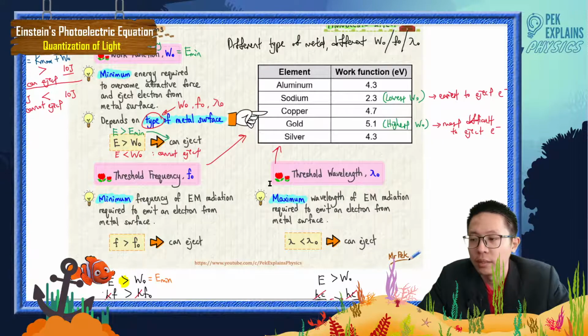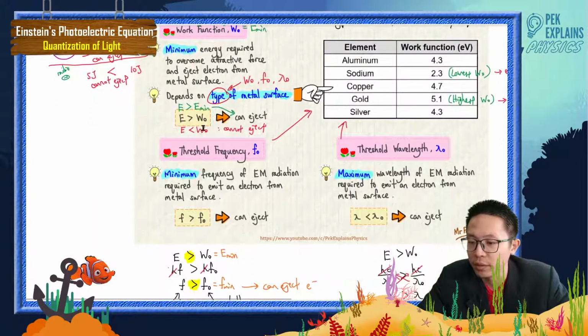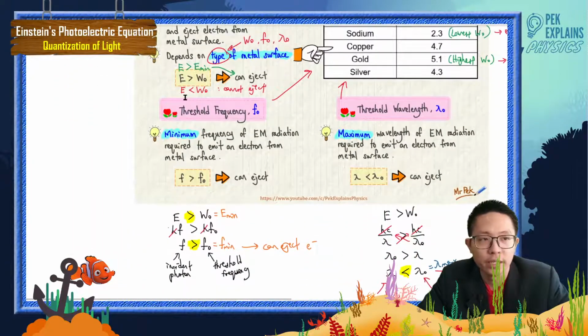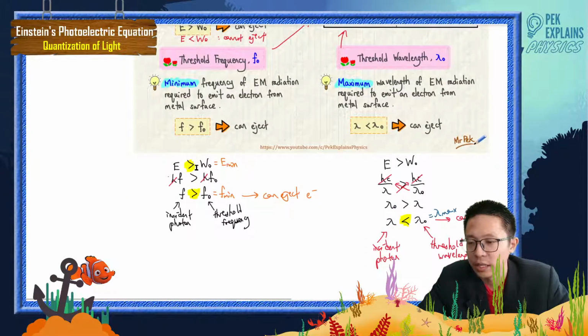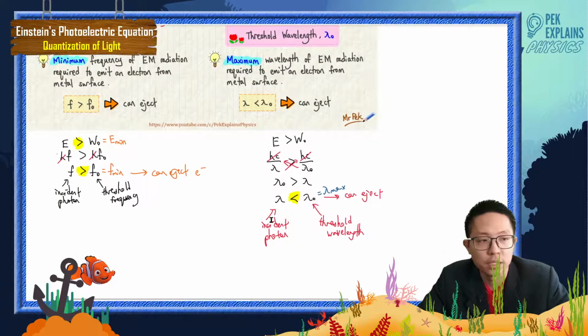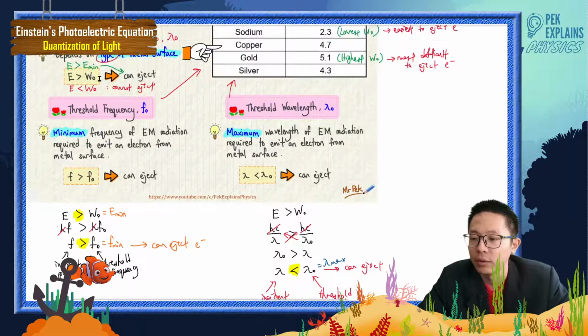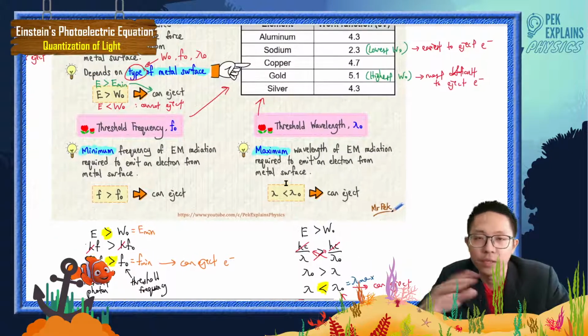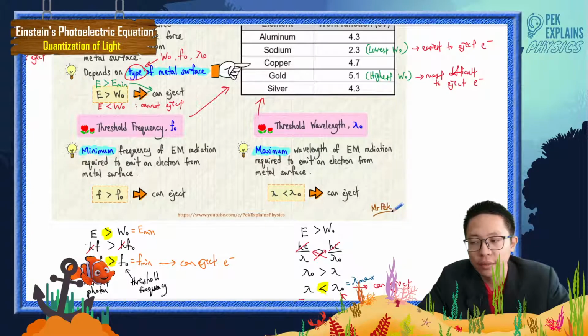can be ejected. How to prove that? We already showed it by the formula, isn't it? E less than work function. You see from here I can get incident frequency more than the threshold frequency, incident wavelength less than the maximum threshold wavelength. All this can be ejected. If it is the other way around, then it cannot eject.